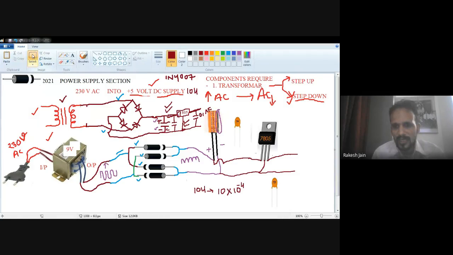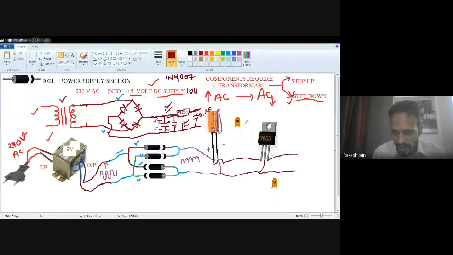So 103 means 0.01 microfarad. 103 means 10 into 10 to the power minus 3, that is 0.01 microfarad. Okay, like this one. So 0.001 microfarad means 102. They are easily available in the market.